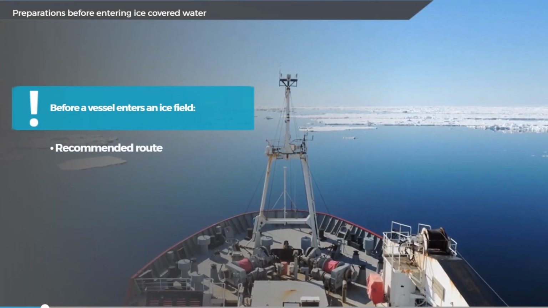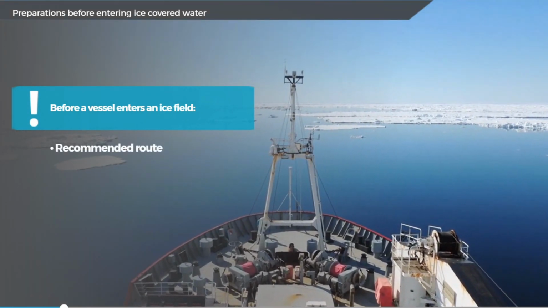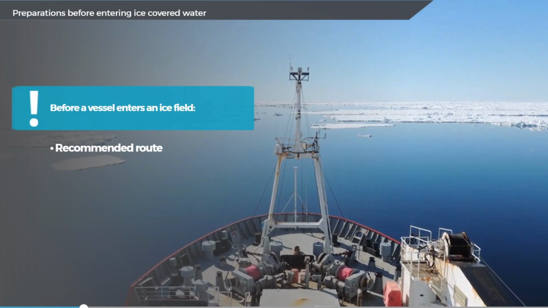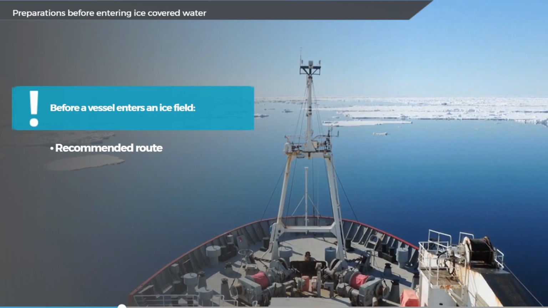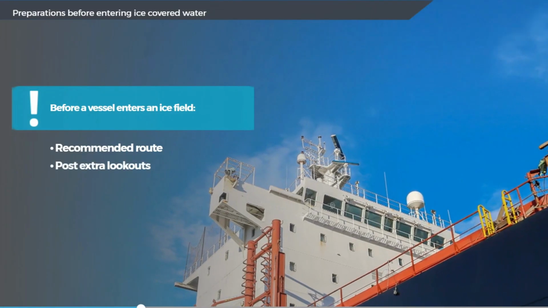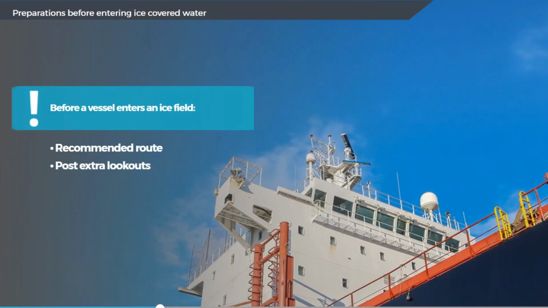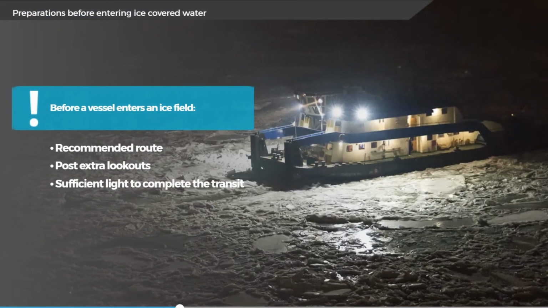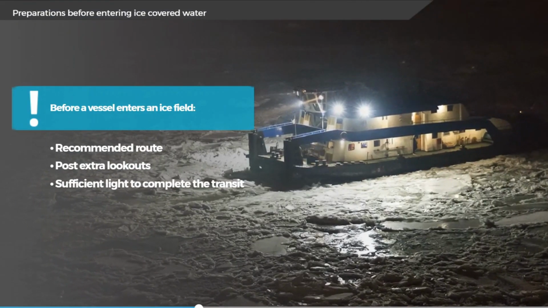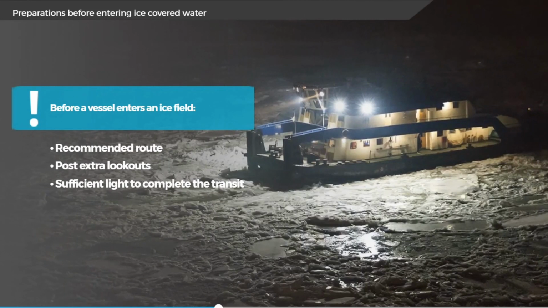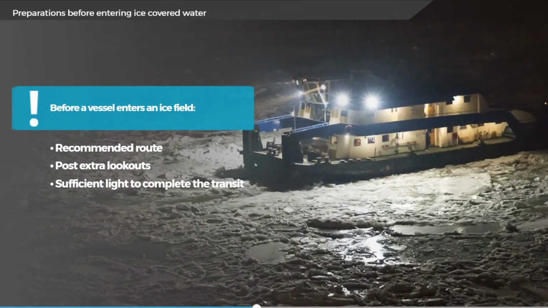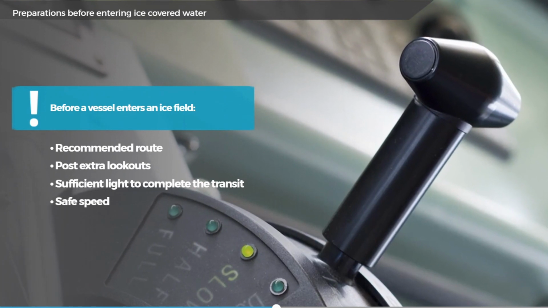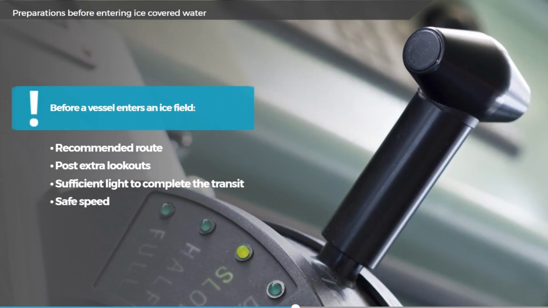If possible, obtain a route or advice from a responsible traffic control center. If there is no route, look for leads or open water in the ice. Post extra lookout and consider double manning the bridge watch. There must be sufficient light to complete the transit of an ice field, or the vessel must be equipped with sufficient high-powered and reliable searchlights. Reduce speed to minimum until the ice conditions are properly assessed.